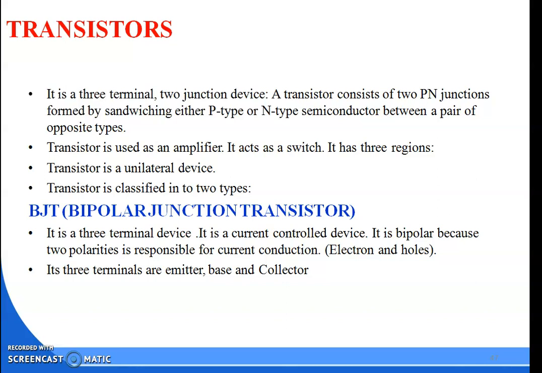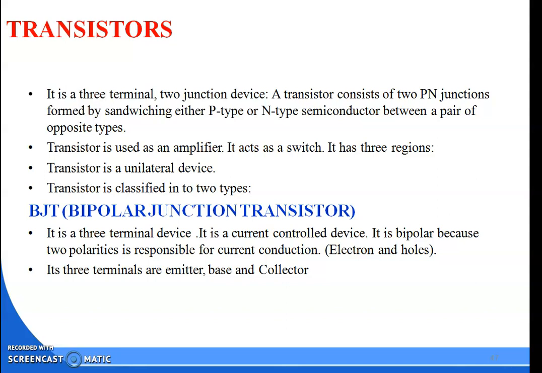Transistors are used as amplifiers. We use a transistor for the amplification process, and it is also used as a switch. It has 3 regions: the active region, the saturation region, and the cutoff region. A transistor is a unilateral device; current flows in only one direction. Transistors are classified into 2 types, BJT and FET. BJT means bipolar junction transistor, a 3-terminal current control device.